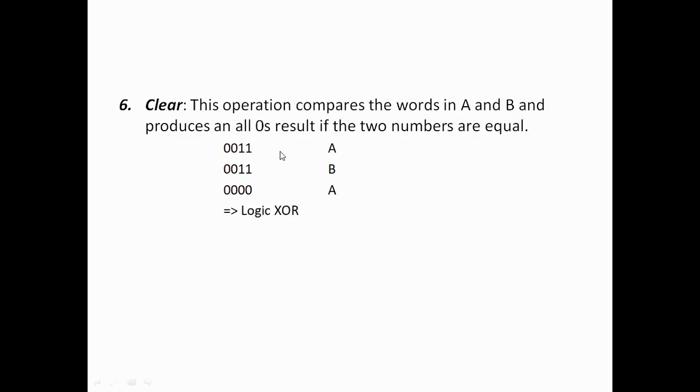So for example, I have a number 0011 in A, and in B also we have the same number. If we do the operation, it produces all zeros. And if we check this, what is this? This is logic XOR. So the logic micro operation exclusive OR can be used for clearing purposes.